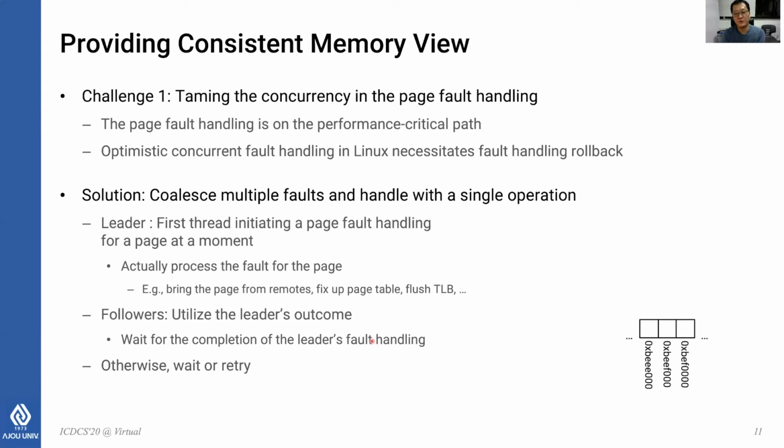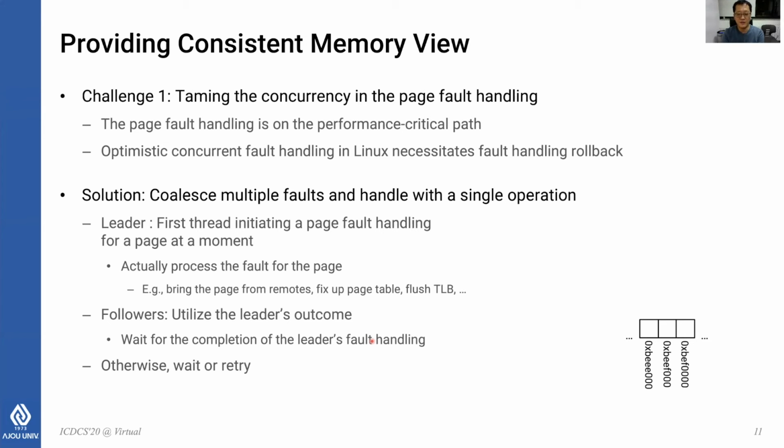The most challenging part to implement this feature is to tame the inherent concurrency in the page fault handling. Since the page fault handling is on the performance critical path on the operating system, Linux handles the page faults in an optimistic and concurrent way. So this approach can accelerate the page fault handling. However, it can lead concurrently handled page faults to be rolled back later, and it actually complicates our DSM design and implementation significantly. So please see the paper for the details of that scenario.